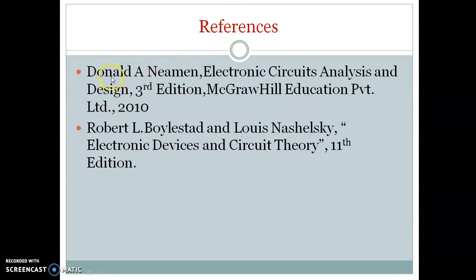References: I have used these two textbooks, Electronic Circuits Analysis and Design by Donald Neamen and Electronic Devices and Circuit Theory by Robert Boylestad.